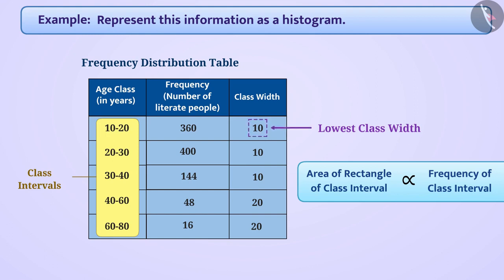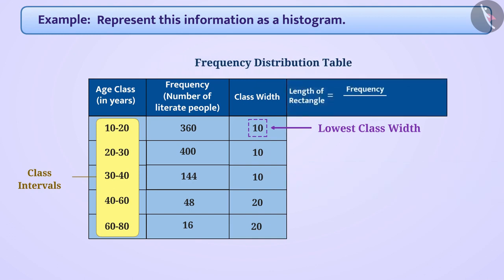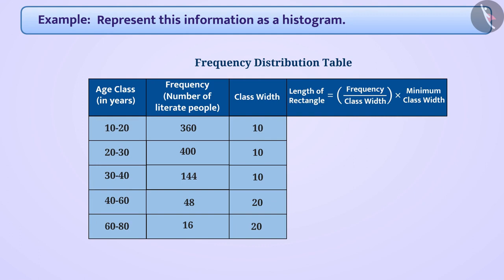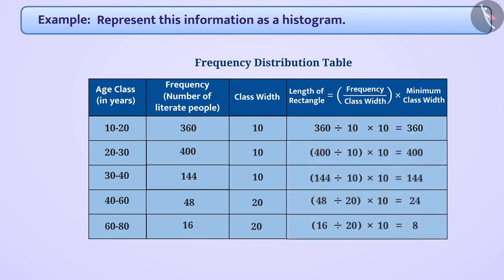Now, we will change the lengths of the rectangles in such a way that class width is proportional to 10. For this, we will divide the frequency of each class interval by its class width and multiply it by the minimum class width of 10. Thus, the length of the rectangle for the age group 10 to 20 will be 360 divided by 10 multiplied by 10, which is equal to 360. Since the class width of the class interval 10 to 20 is already 10, there was no change in the length of its rectangle. Similarly, we will find the length of rectangles for all age groups.